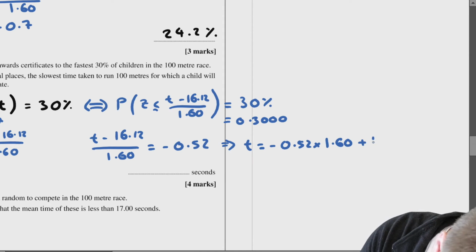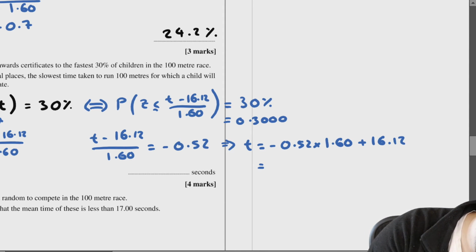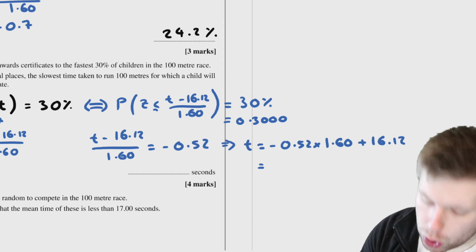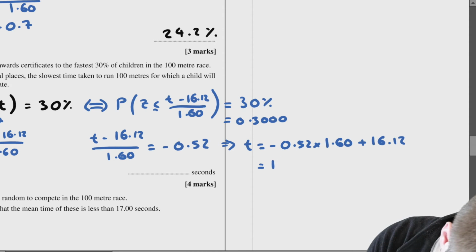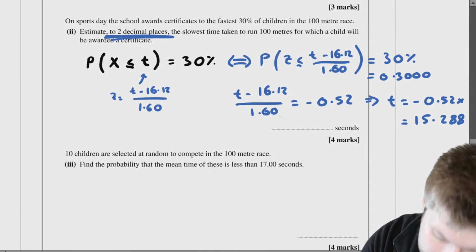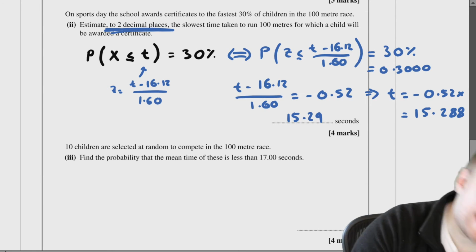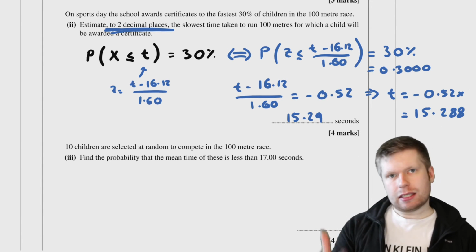And then I need to add on my 16.12. Okay, so let's have a look at this. Negative 0.52 times 1.6 gives me negative 0.832, and then I need to add on 16.12. That's going to give me 15.288. So in other words, to 2 decimal places, because remember, I'm asking for it to 2 decimal places, that's going to be 15.29 seconds.